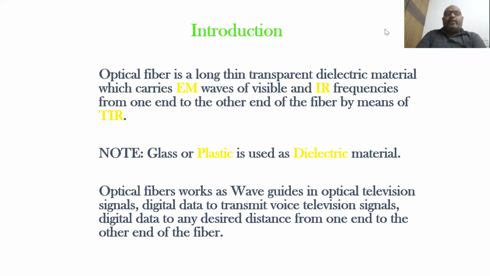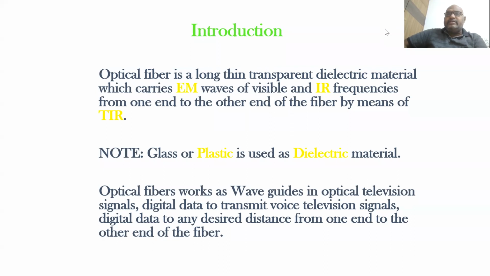So, the introduction of optical fiber. The optical fiber is a long, thin, transparent dielectric material. Dielectric material means the gap between the valence band and conduction band is nearer to 3 electron volts. The best examples are PVC wires, ceramics, ebonite, mica, and transformer oil, which carry electromagnetic waves of visible and IR frequencies from one end of the fiber to the other, by what is called total internal reflection.